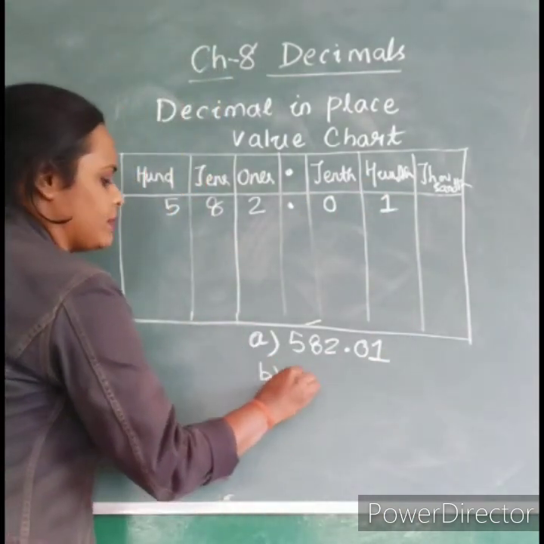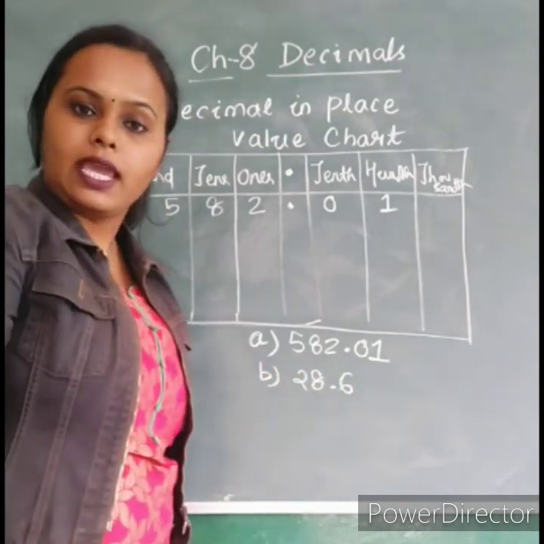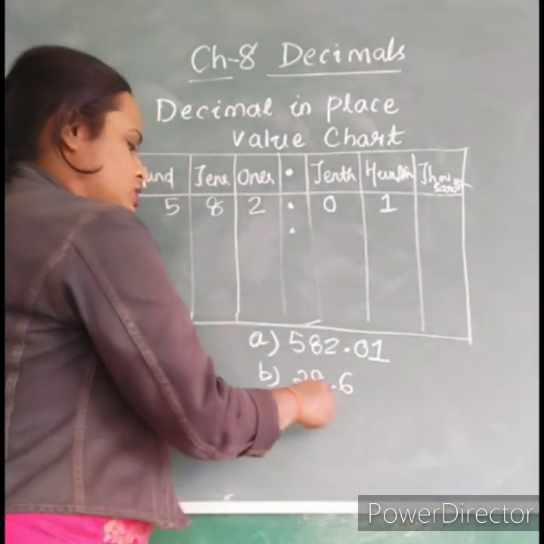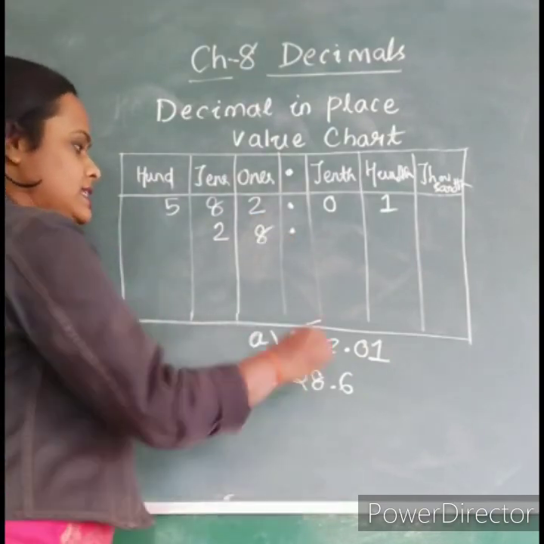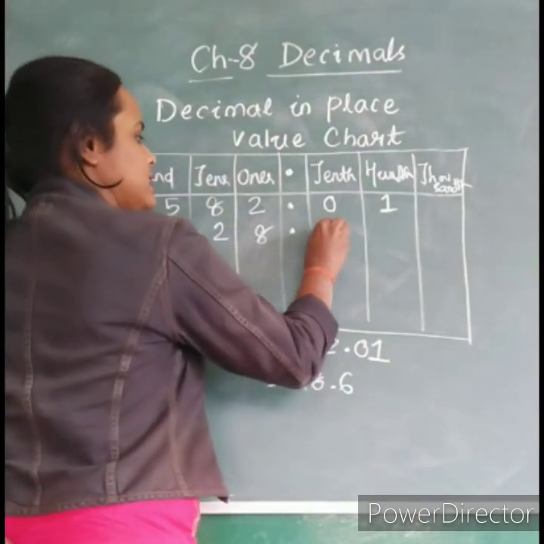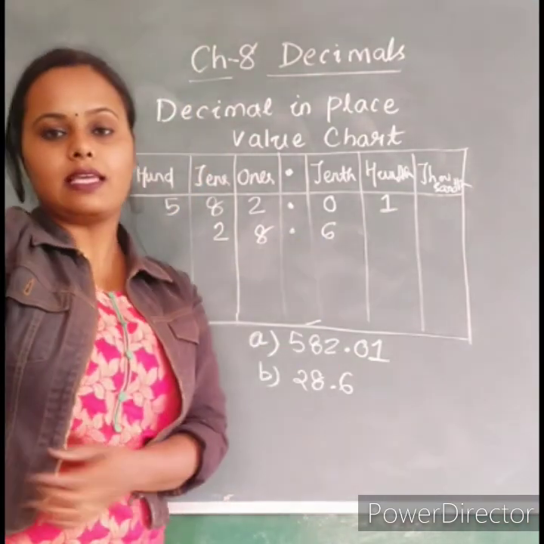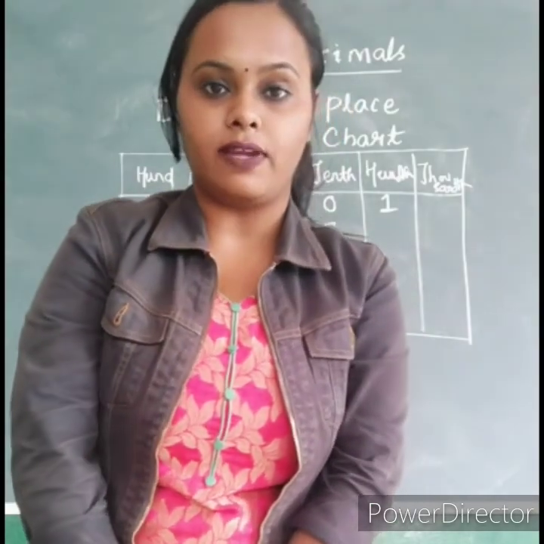Let's take another example. 28.6. So I will give the point in the decimal line. 28 will be in the tens place and ones place. 28.6 means 6 is in the tenths place. So this is how we place the decimals in the place value chart.